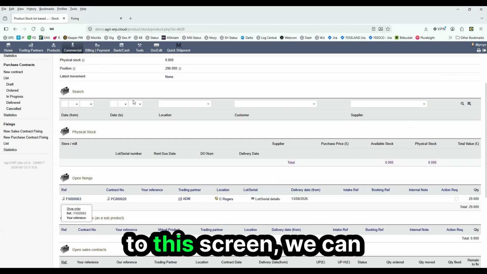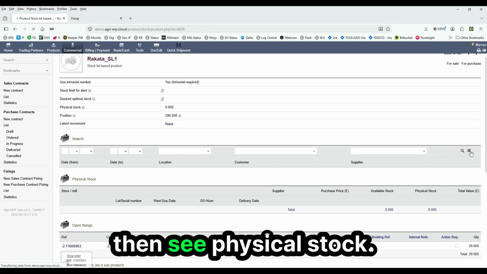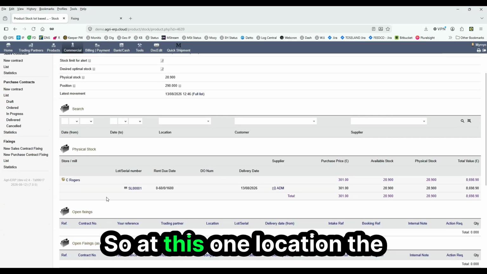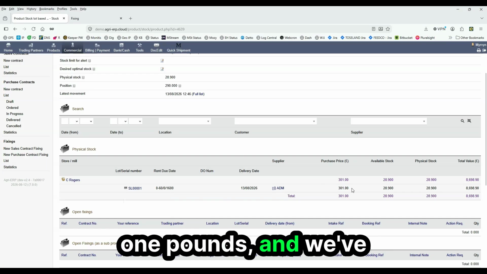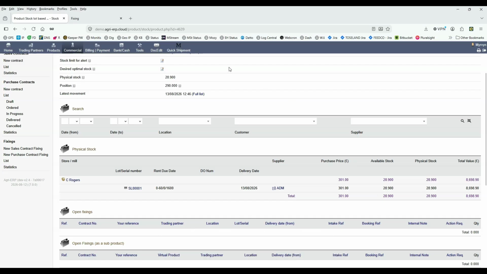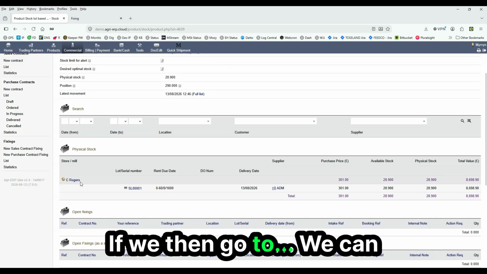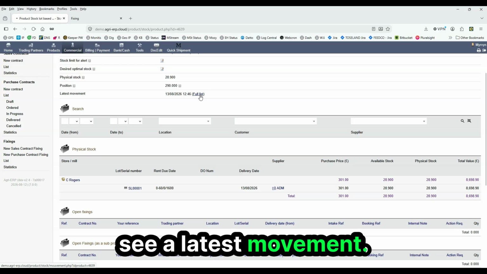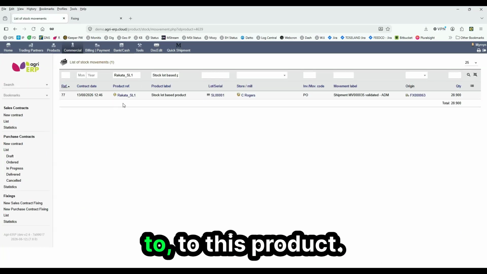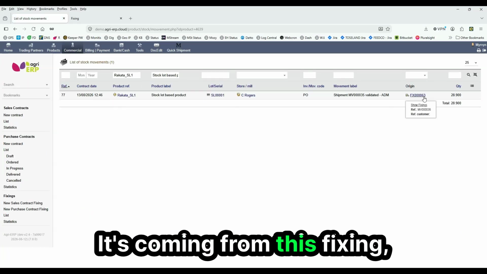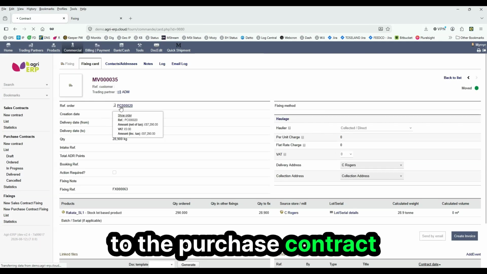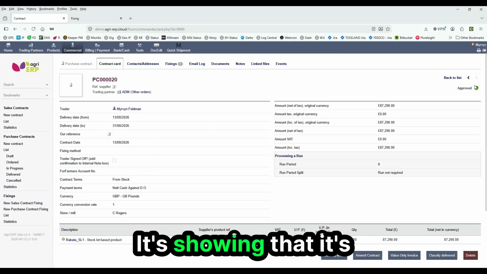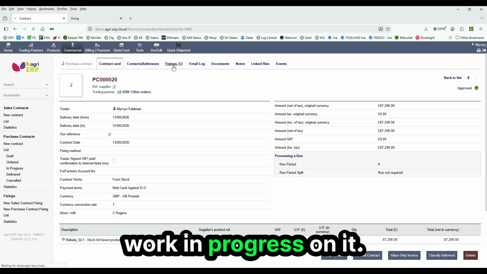And if we go back to this screen, we can then see physical stock. So at this one location, the lot serial number of stock lot 1 has been generated, £301, we've got 28.9 tons. We can see the latest movement, so we can see everything that's happened to this product. It's coming from this fixing, which if we drill into, we can go back to the purchase contract that it originated from. It's showing that it's approved, that there's work in progress on it.